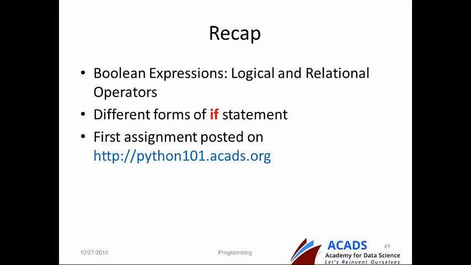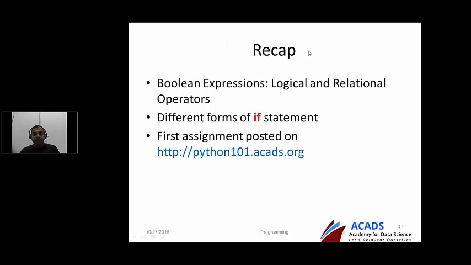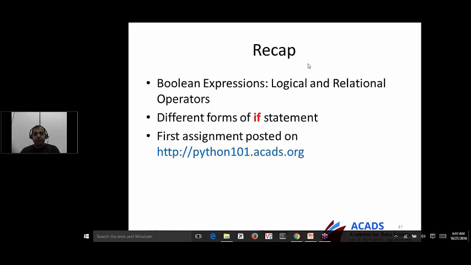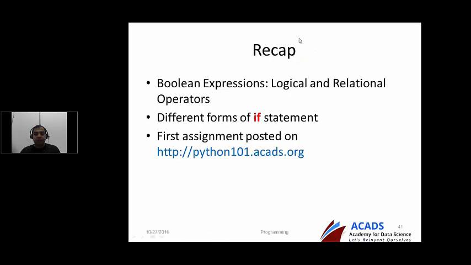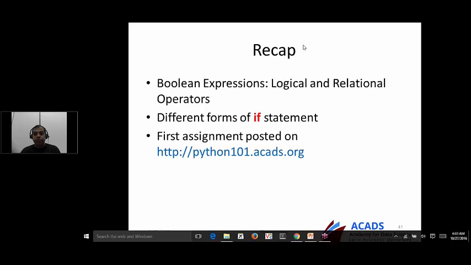The first assignment based on these concepts is posted on python101.acads.org. I recommend all of you go and attempt the problems. The problems are not very difficult because the concepts that we have covered are still very simple. If there are any issues with your login or any other issues, kindly let us know so that we can fix them. But it's really advisable that you attempt all the assignments because they will gradually become more and more complicated, and later assignments will use fundamentals from the previous assignments.